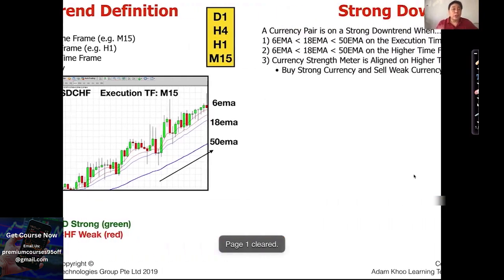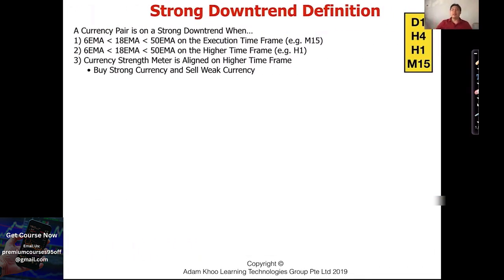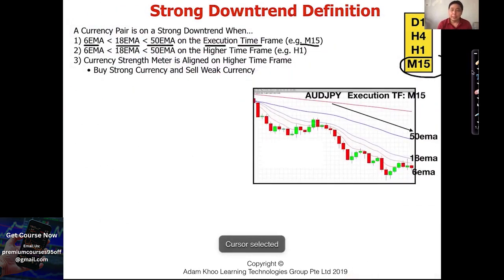Now, when you're going short on a currency pair, we want to see a strong downtrend. And again, how do we define a strong downtrend? Same thing. Number one, we want to ensure that on the execution time frame, example M15, if you're trading on M15, you want to see the moving averages again in sequence from the highest moving average down to the lowest moving average. So the 6 EMA below the 18 EMA, 18 EMA below the 50 EMA. So it has to look something like this.